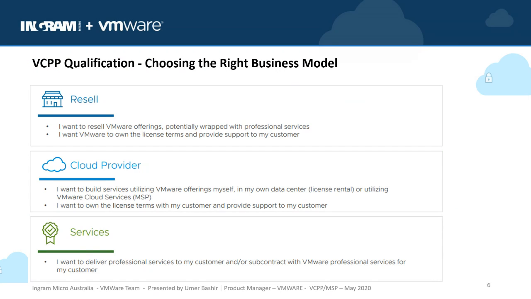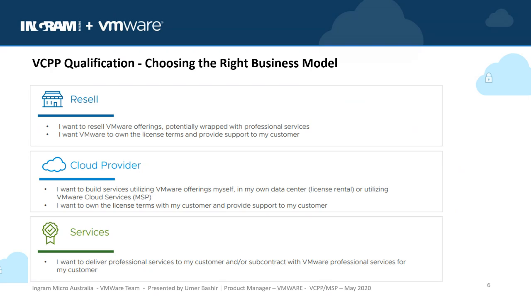As I mentioned before, the VCPP program, or VMware Cloud Provider program, has a qualification criteria. You need to know why you want to join VMware. So in the previous slide, we discussed a whole different range of things that you can do, and whatever ties up with your business model or your go-to-market strategy. If you want to join in as a service provider or a cloud provider or an MSP, you need to identify which segment you want to step into. So there are two distinct segments.